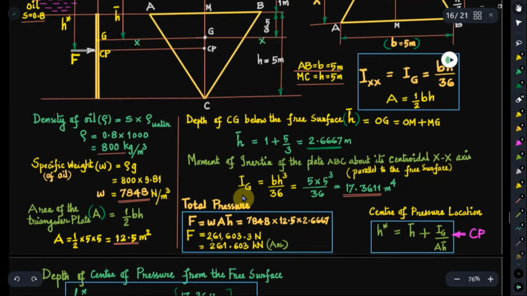Now moment of inertia of the plate ABC about its centroidal axis XX parallel to the free surface. So IG is equal to BH cube by 36. BH cube, 5 into 5 cube divided by 36. You will get 17.3611 meter raised to 4. See the unit of area moment of inertia. Since the dimensions are in meters, the area moment of inertia IG here is in meter raised to 4.